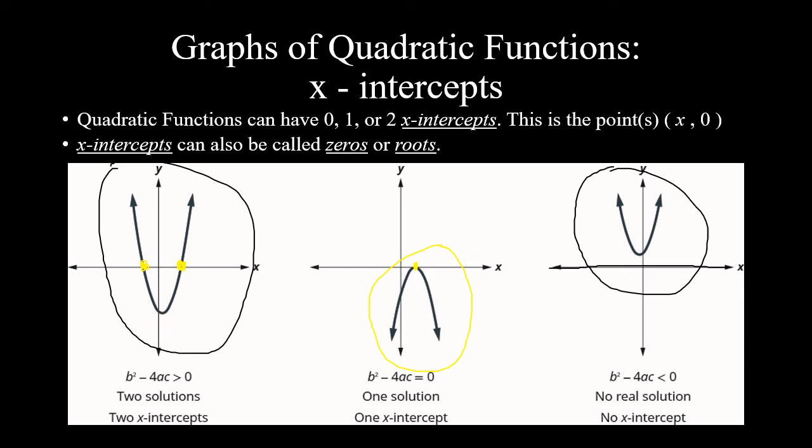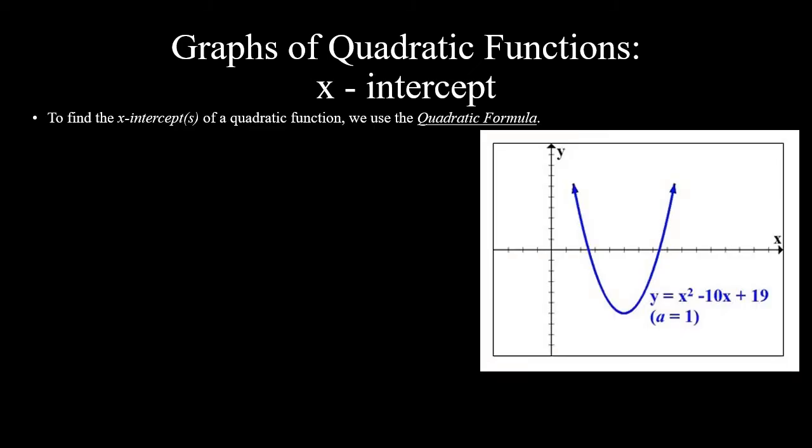With quadratic functions, the x-intercepts are very important, so we want to be able to find them. We need a systematic way to find them, and there is a really nice formula that allows us to do just that. We're going to talk about that on the next slide.